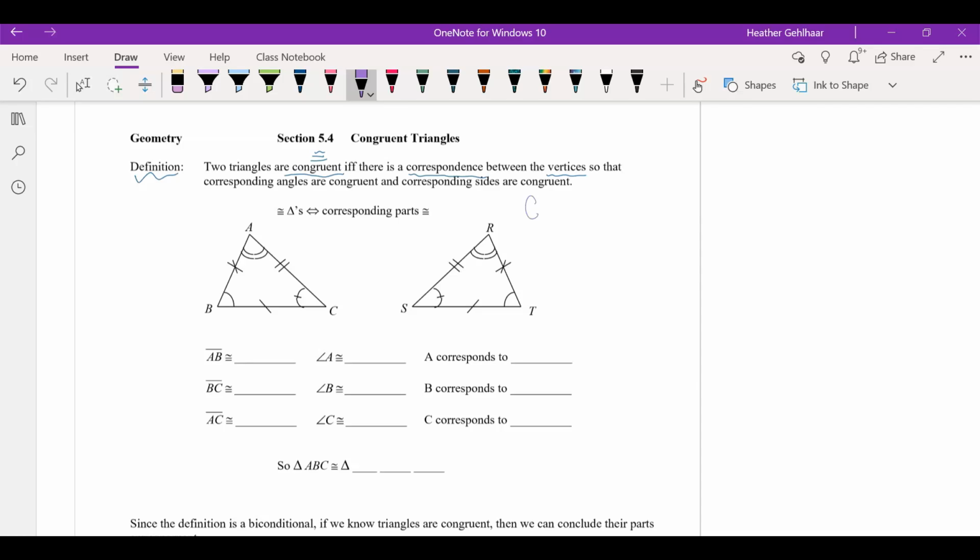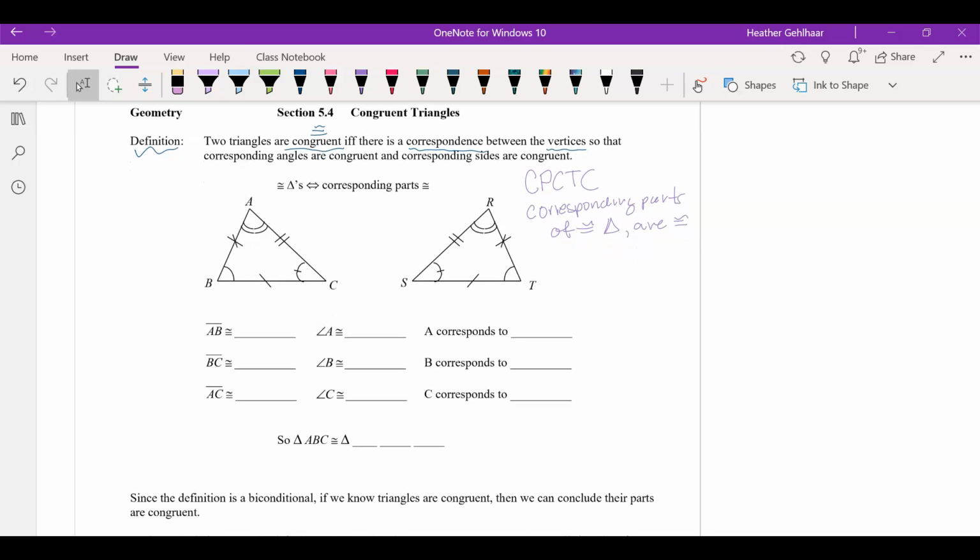The abbreviation is CPCTC. Okay, so it's corresponding parts of congruent triangles are congruent. That just means that if you know a couple of things are congruent, then everything will be congruent. Okay, so we're going to go ahead and talk about this here.